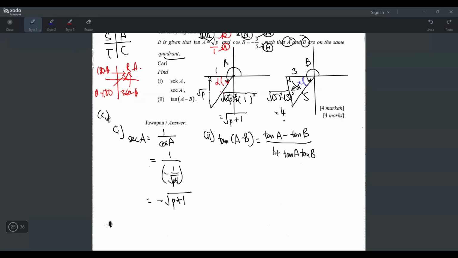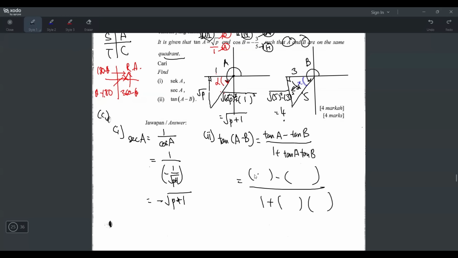Okay, for angle A, I will refer to the first diagram, because the first diagram is for angle A. And then for angle B, I refer to the second. So tangent A minus tangent B over 1 plus tangent A tangent B. Okay, tangent A, I will look at the first diagram. So opposite divided by adjacent, because tangent.